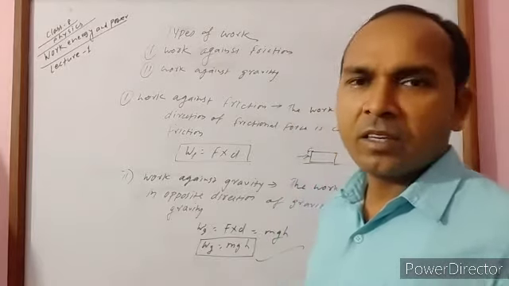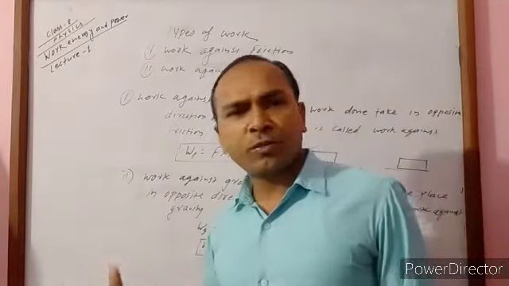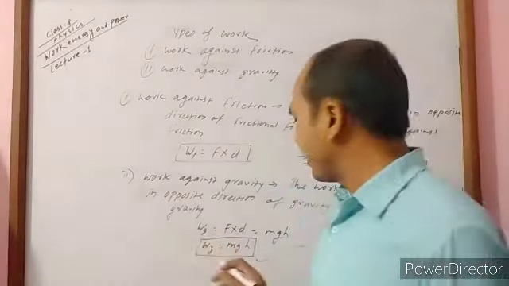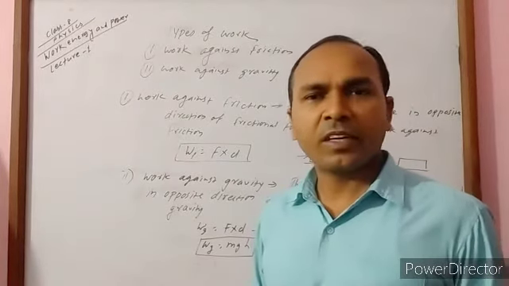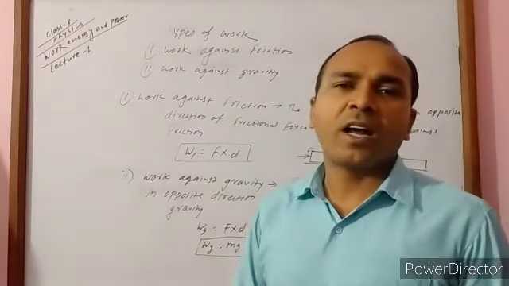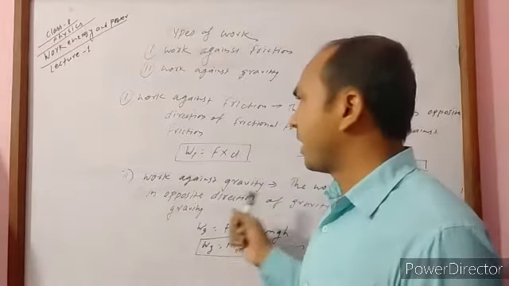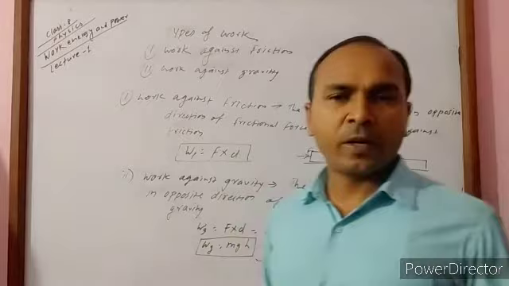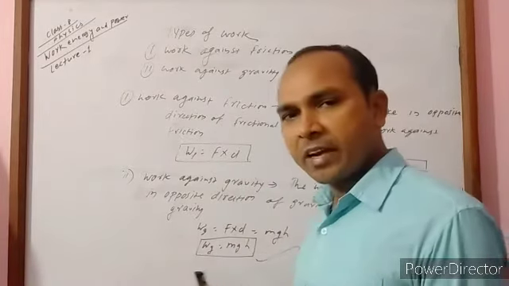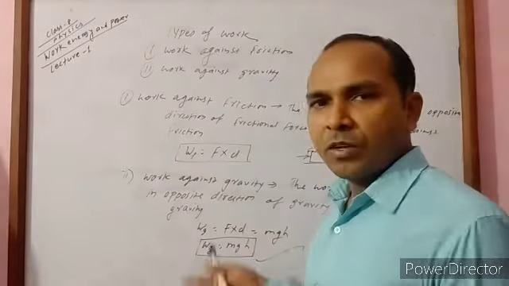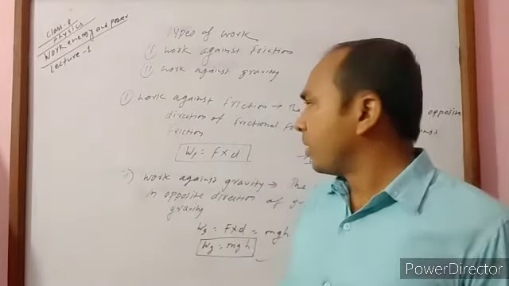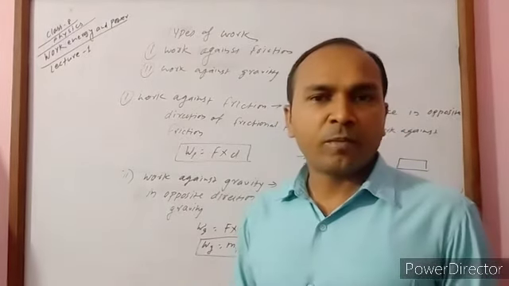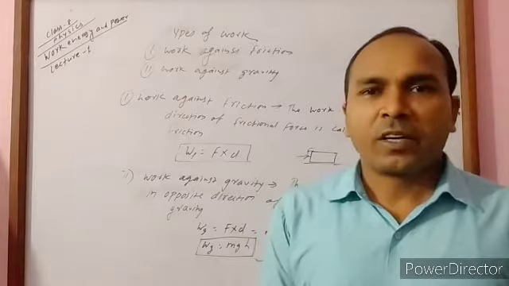When the work takes place in the direction opposite to gravity, at that time we can calculate the work against gravity by using the formula W is equal to mgh, where g is the acceleration due to gravity, whose value on the surface of earth is 9.8 meter per second square, and h is the displacement against gravity.